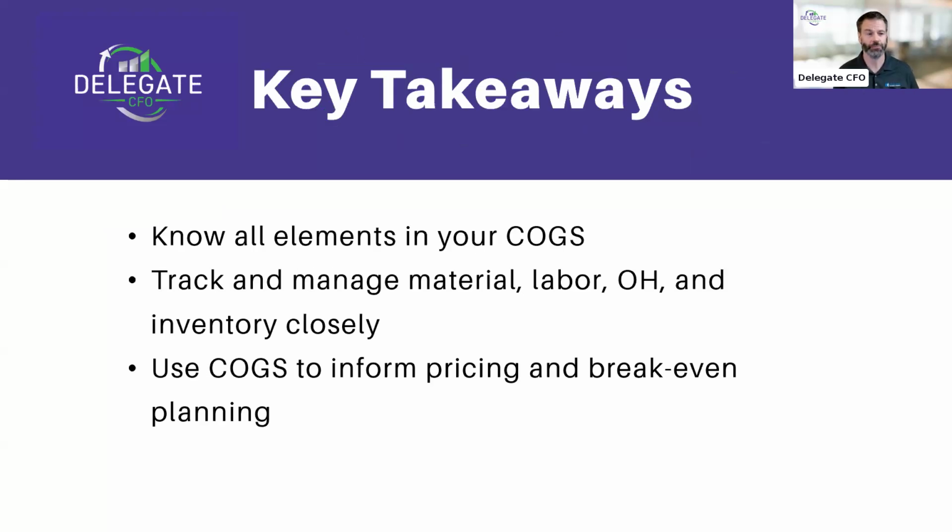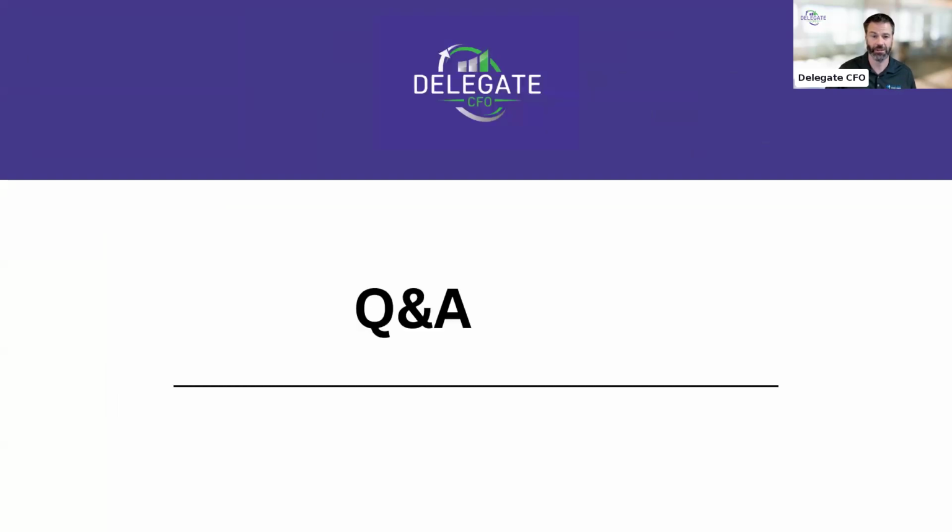Now, the main takeaways: know all the elements in your cost of goods sold. Make sure you track and manage your material, labor, overhead, and inventory closely, and again, look at your safety stock and your order points. And then use your cost of goods sold to make informed pricing and break-even planning decisions. Now, we've gone a little bit over, but we're going to see if we can knock out at least a couple of questions here.